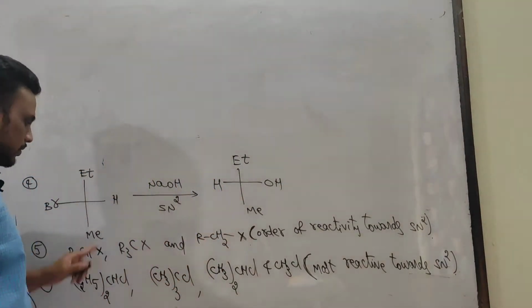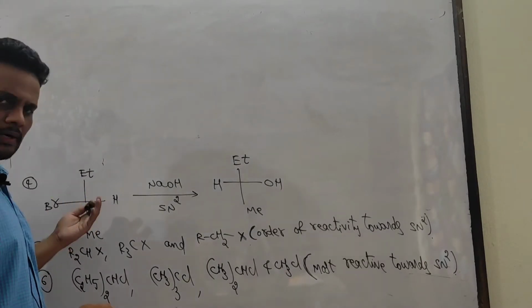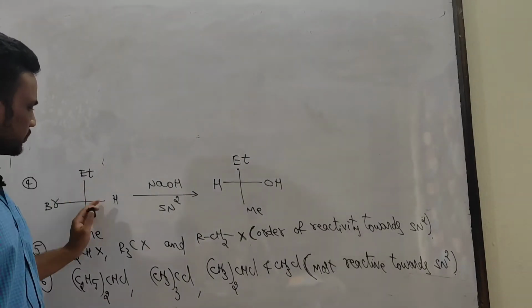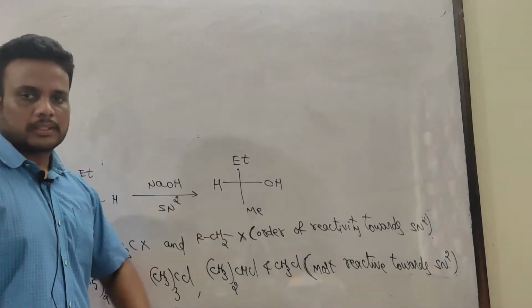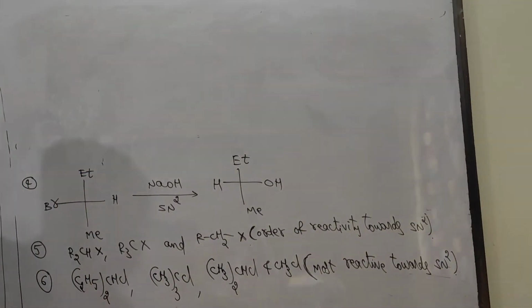Okay, reverse this one. Hydrogen comes here after going off leaving group. This particular nucleophile is present opposite to the configuration of this bromine. Now let's see the next question.